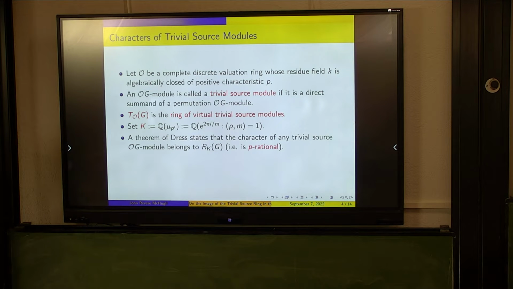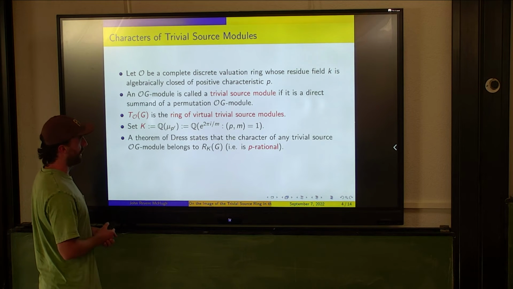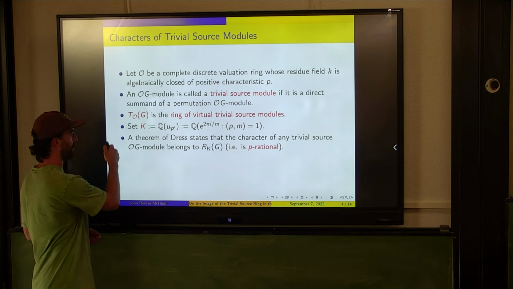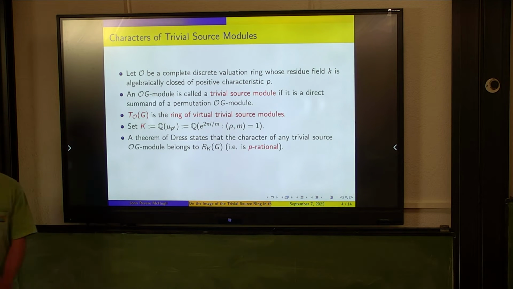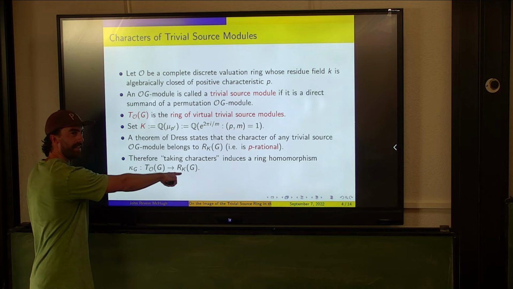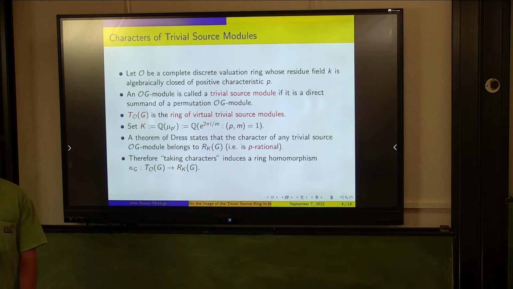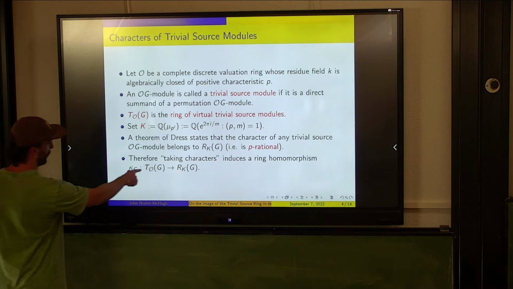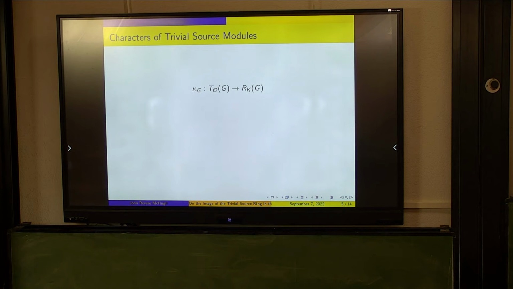Okay. Now, an old theorem of Dress from the 70s states that the character of any trivial source OG module actually belongs to this ring of virtual characters. So if I take the character of a trivial source module, I land up in this ring. And taking characters is actually a ring homomorphism from this Grothendieck ring to this one. This is the ring homomorphism I'm interested in.